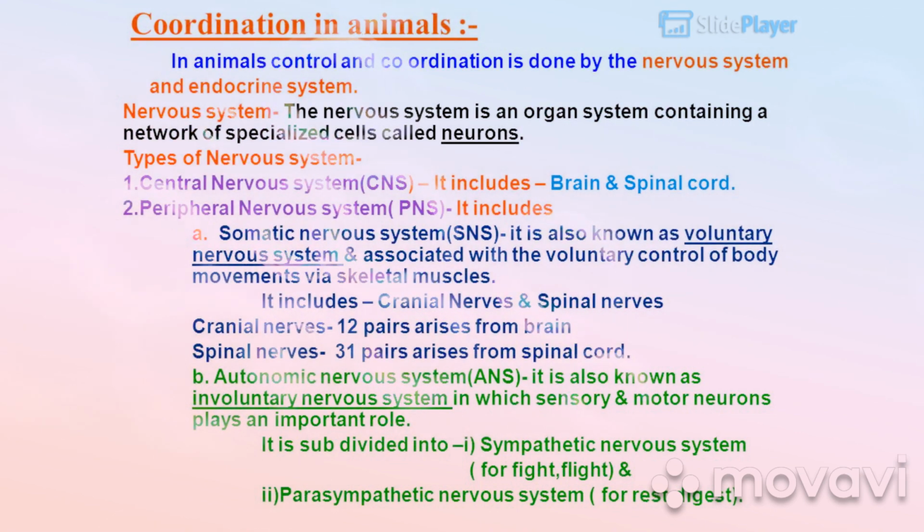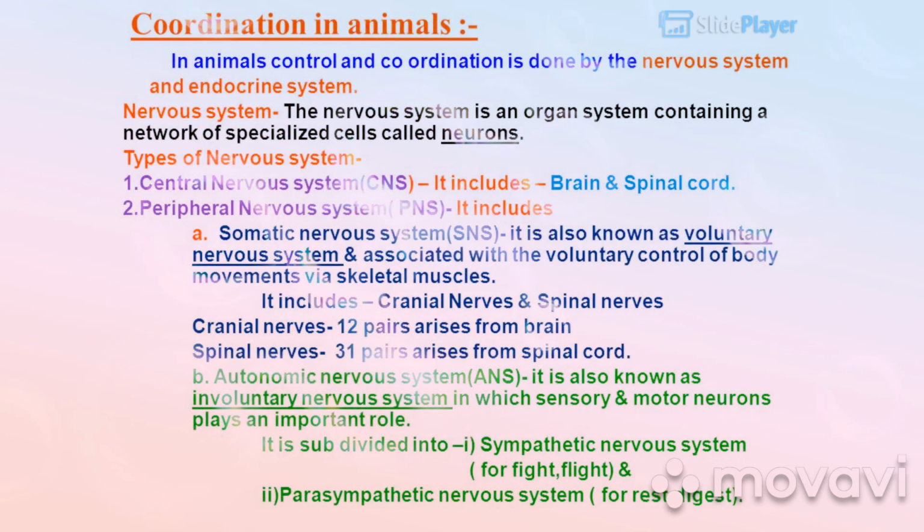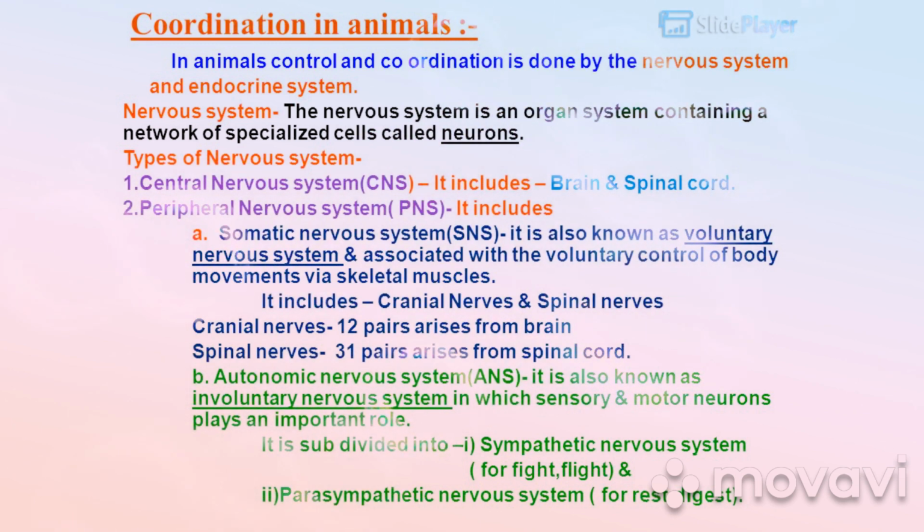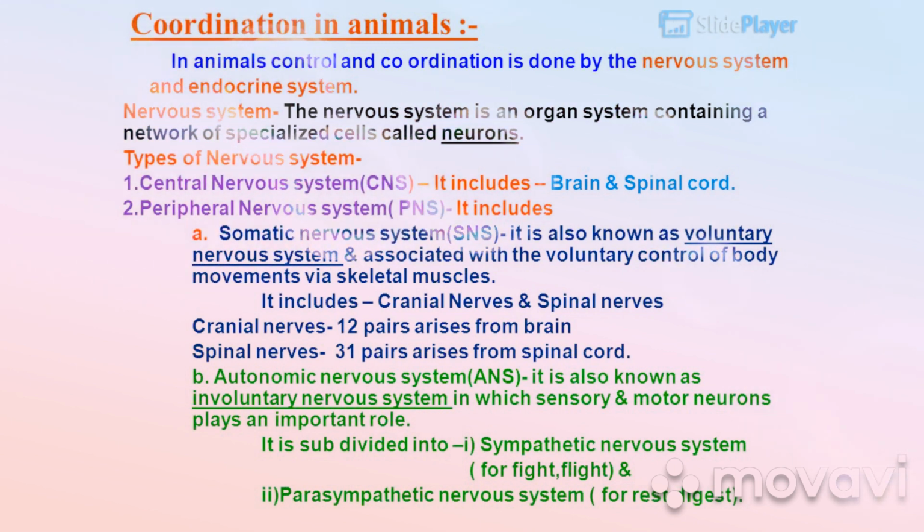Somatic nervous system (SNS), it is also known as the voluntary nervous system and is associated with voluntary control of body movements via skeletal muscles. It includes cranial nerves and spinal nerves. Cranial nerves, 12 pairs, arise from the brain. Spinal nerves, 31 pairs, arise from the spinal cord.